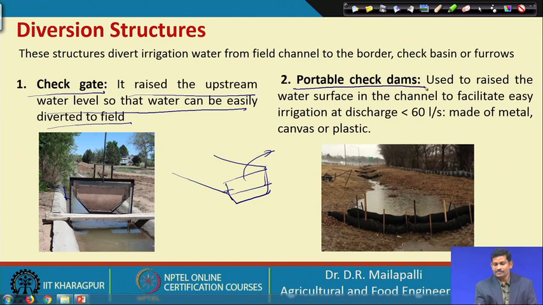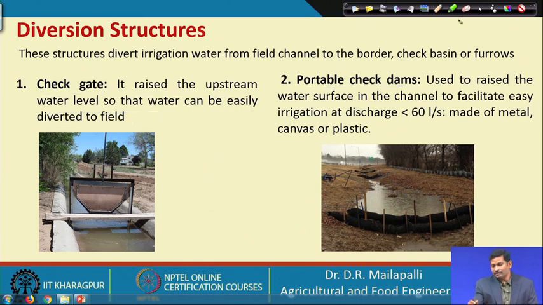And the other one is the portable check dams. Here the operation is almost the same. The portable check dams could be metal or plastic. Here it is clearly showing a series of portable check dams made up of plastic sheets. Water from here to here is going to stay on top and maintain some head, so that this water can be conveyed. This is another kind of diversion structure.